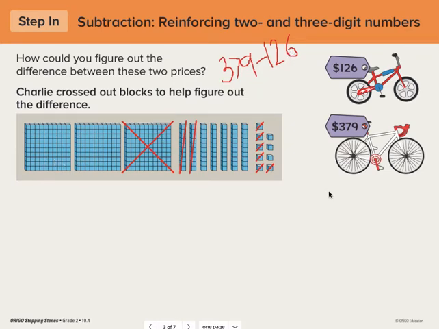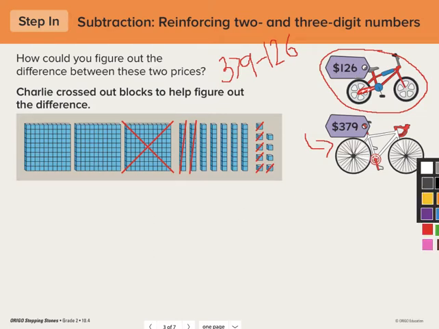The blue blocks represent this bike, 379, how much this bike costs. And then what do the marks that are crossed out represent? They represent how much this bike costs, right? Okay, so let's check. He crossed out 100, 2 tens, 6 ones, 126. So what do the remaining blue blocks represent?